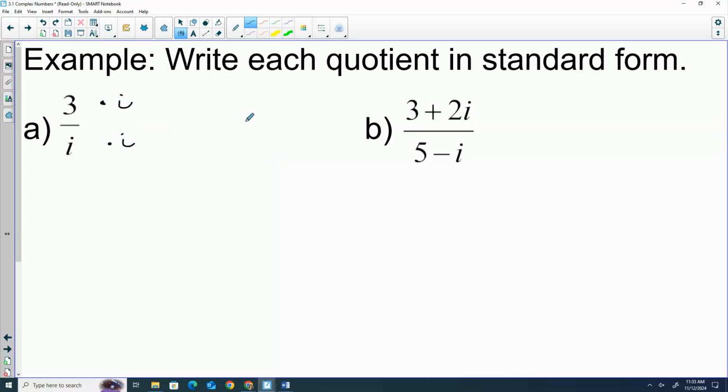It's legal as long as you multiply it by the same thing on numerator and denominator. So the top turns into 3i, the bottom turns into i squared. What is i squared? And 3i divided by -1? So we rewrote this in standard form.